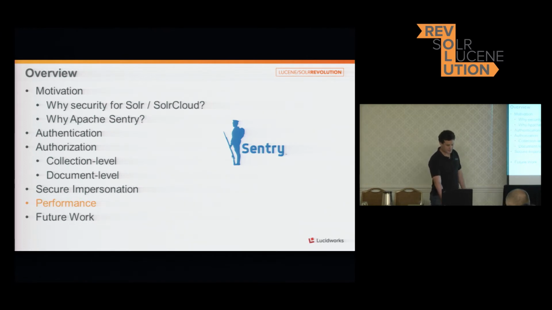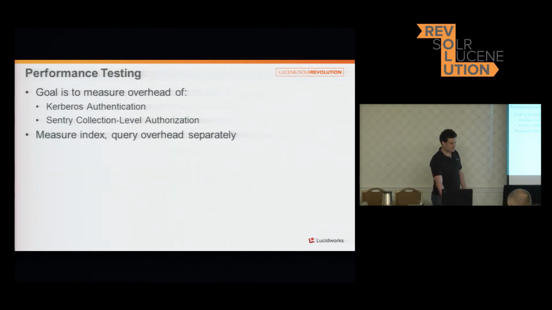Okay, performance. I'll probably go through this quickly, but our goal is to measure separately the Kerberos authentication overhead and the collection level authorization overhead. I didn't measure the document level stuff on the same machines, just because I did this earlier and document level security is a newer feature, but its results are pretty similar. So we're going to measure both the index and query overhead separately.